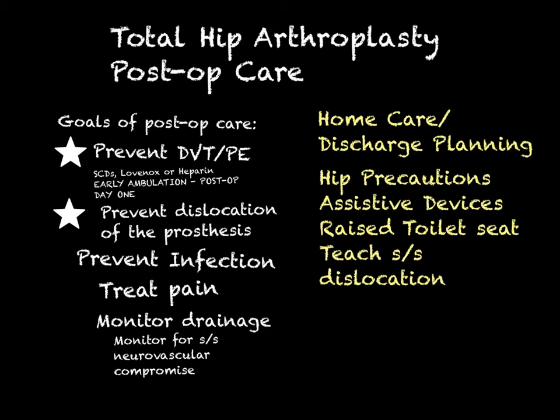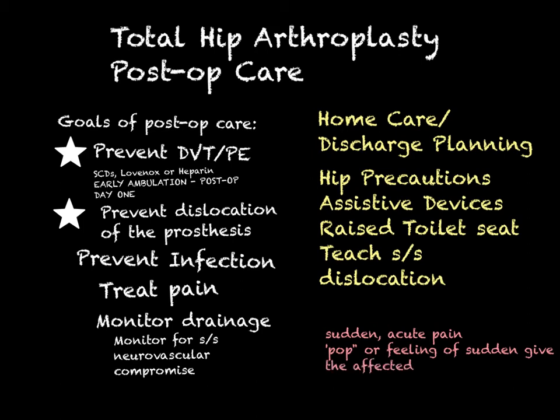So signs and symptoms of dislocation would be sudden acute pain, a pop or feeling of sudden give, usually the affected leg appears shorter, and it may be abnormally rotated.